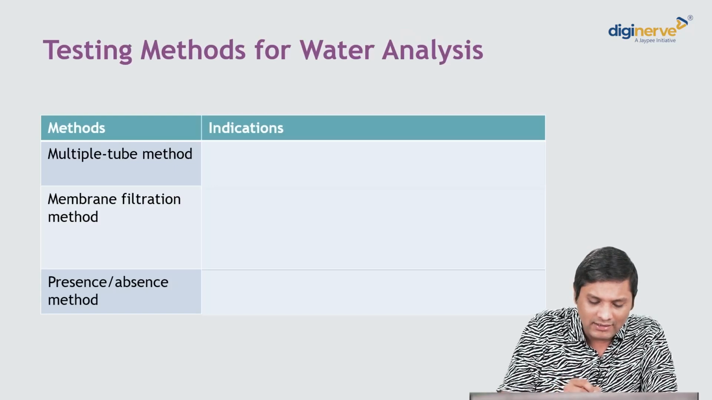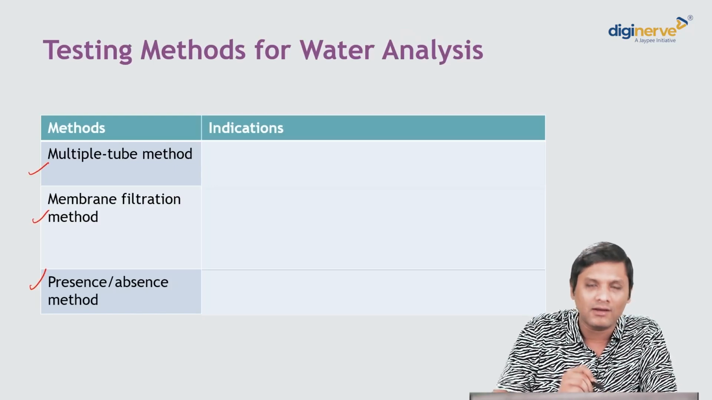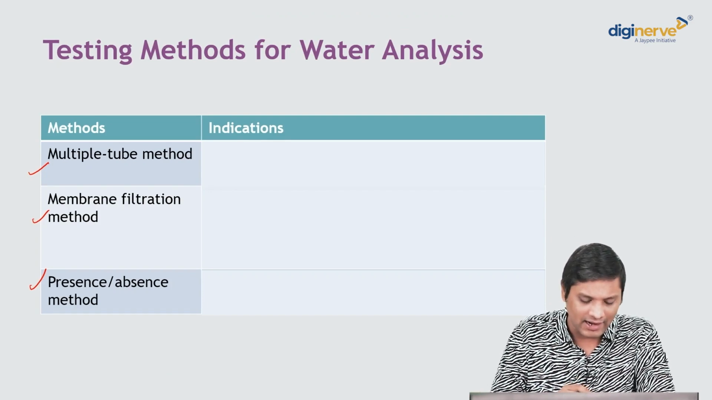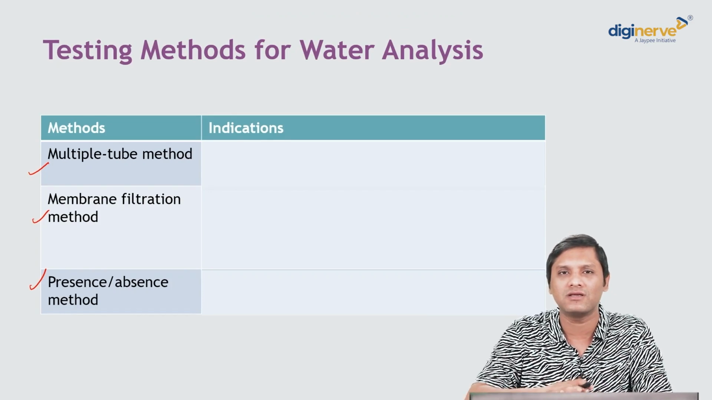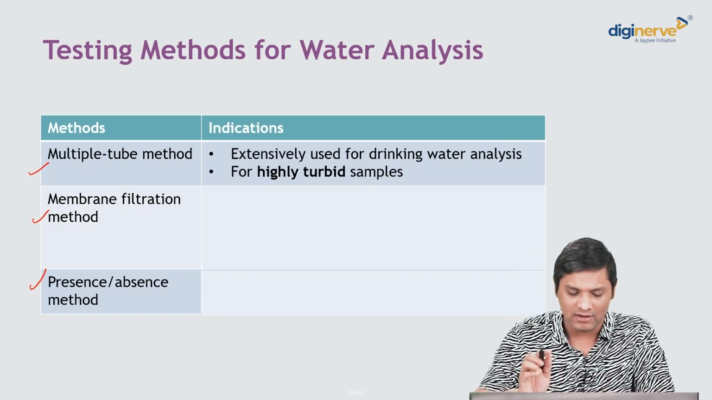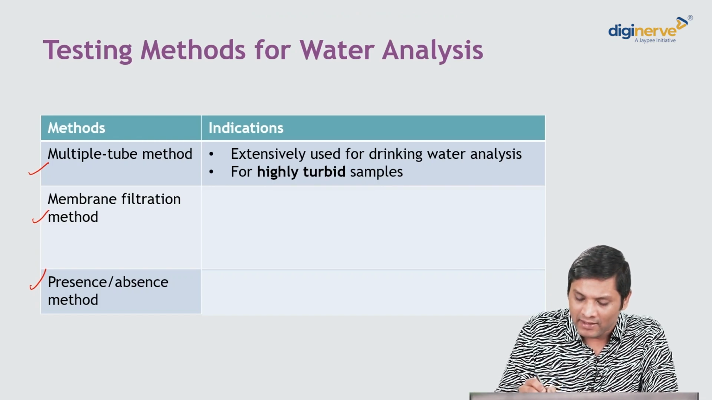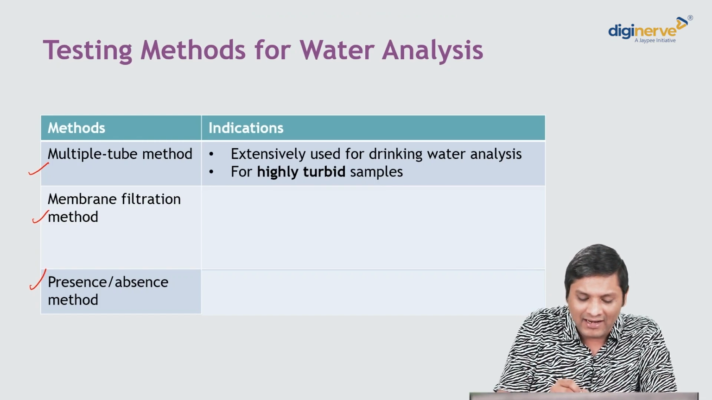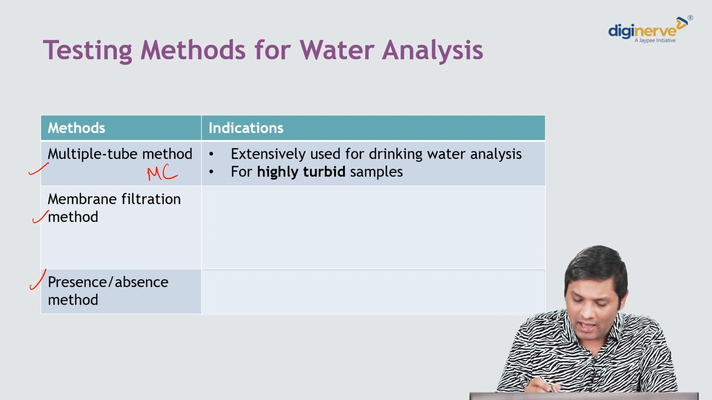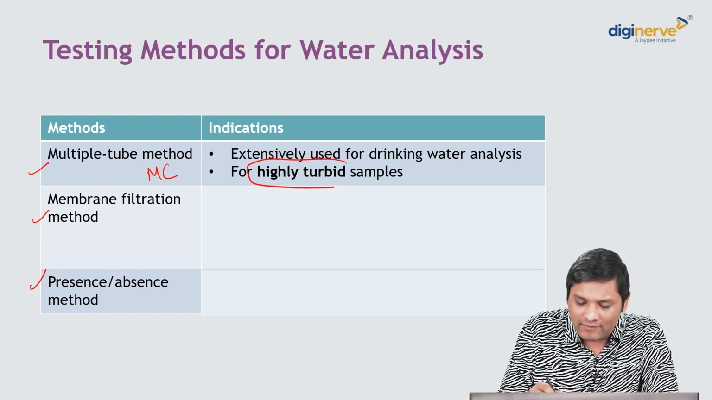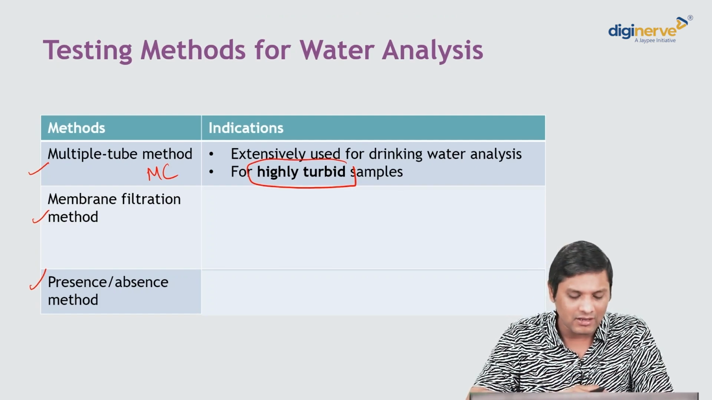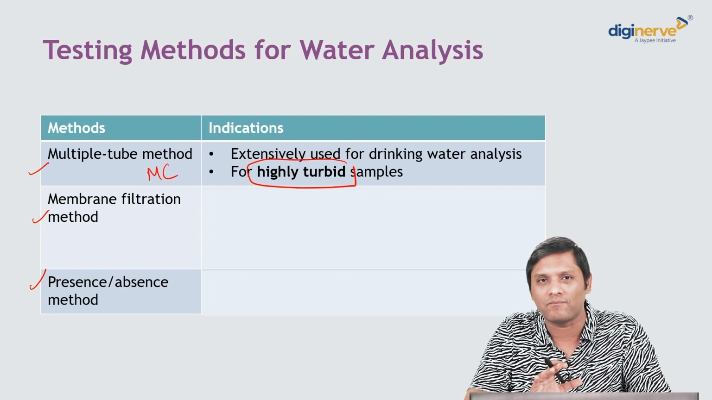So you can see here there are three testing methods available: multiple tube method, membrane filtration method, and presence absence method. These are the three methods available for testing of drinking water. Coming to the multiple tube method, it is the most common method used for drinking water testing, and it is usually indicated for highly turbid drinking water where the other methods you cannot perform.